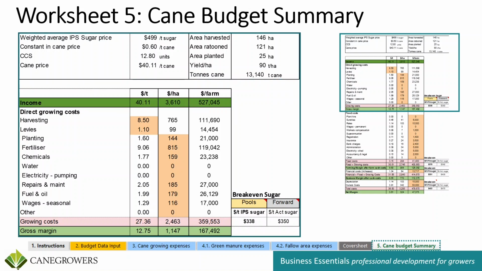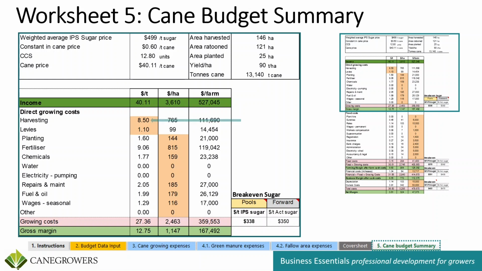The main table provides the cane budget breakdown. The income or revenue row in dark green shading is calculated from the CCS, sugar price, and constant to give the income per ton and per hectare, as well as for the farm, or more specifically the cane enterprise. Thereafter, the direct or variable costs are listed. The peach shading indicates the basis on which the costs will vary.